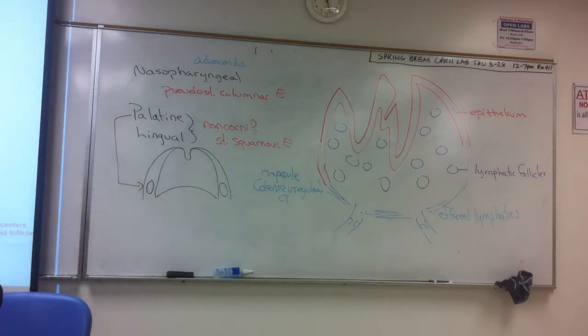Those would be the palatine tonsils there. Because of that connective tissue capsule, it's typically not a difficult surgery. They have special instruments that look like spoons, and they basically just scoop it out and then cauterize the blood vessels.